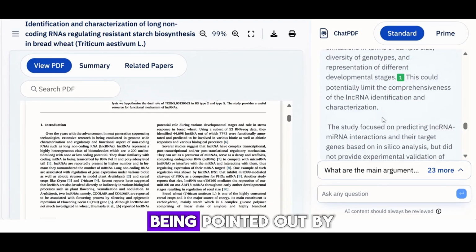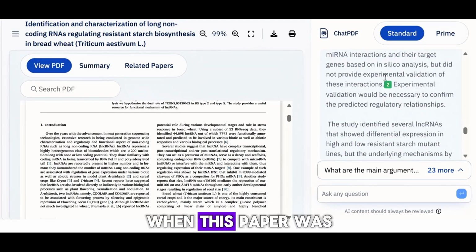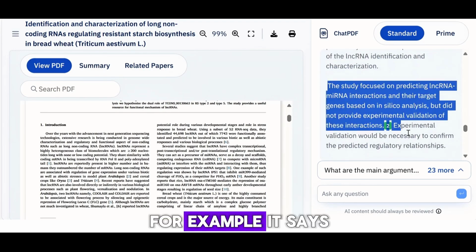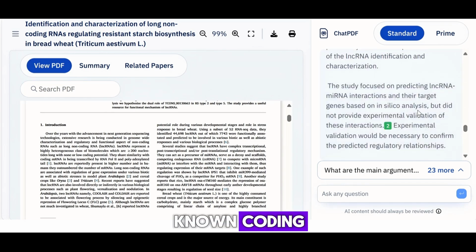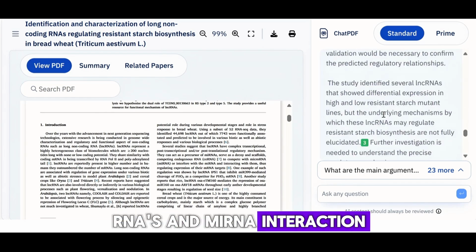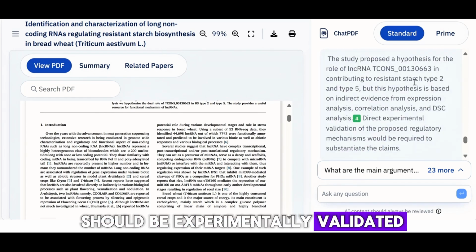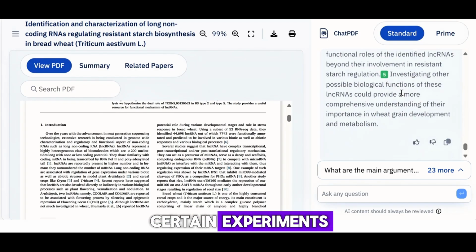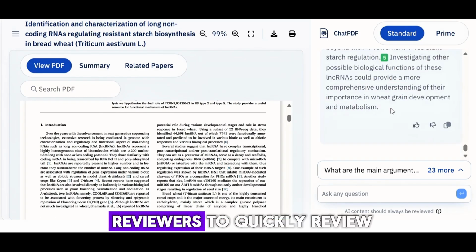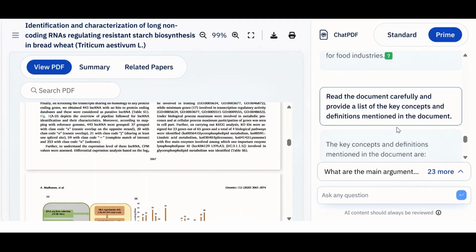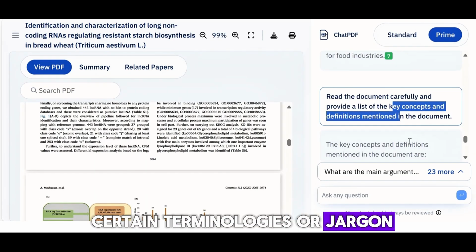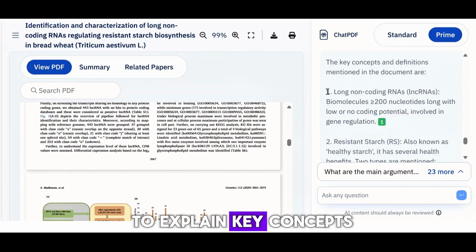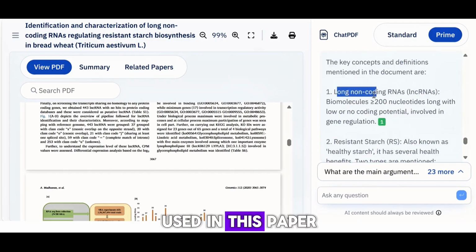Some of these were being pointed out by the reviewers when this paper was under review. For example, it says that the predicted long non-coding RNAs and miRNA interaction should be experimentally validated. This can be really useful to improve your manuscript, plan certain experiments, and even can help reviewers to quickly review the papers. At instances, you may not be aware of certain terminologies or jargons. You can ask Paperpal to explain key concepts and definitions used in this paper.